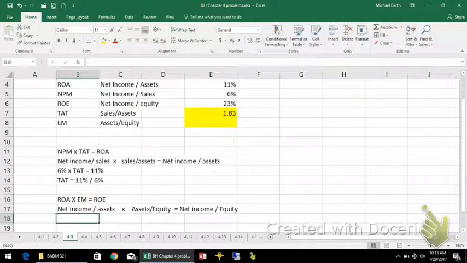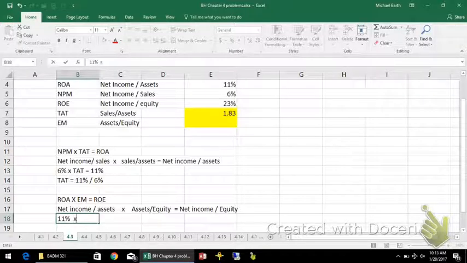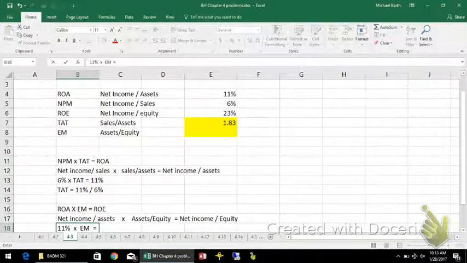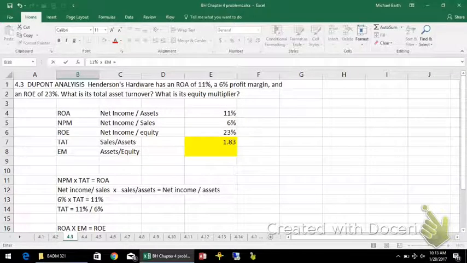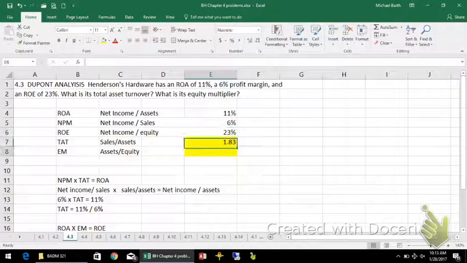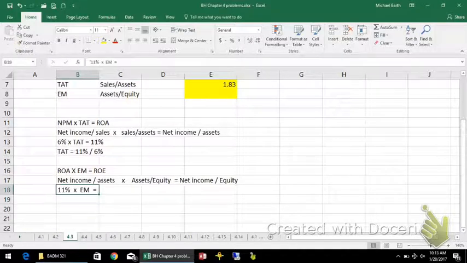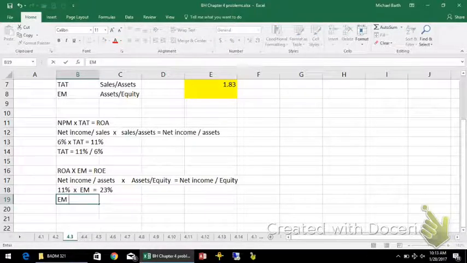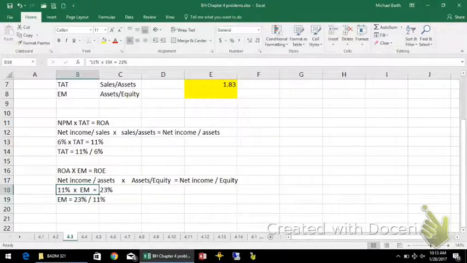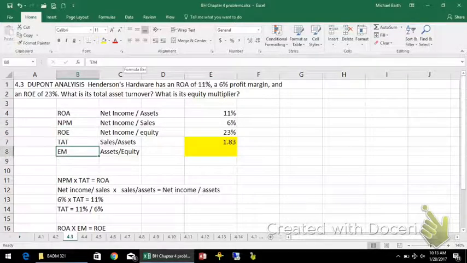Alright, so we're given the ROA in the problem of 11% multiplied by the equity multiplier gives me the ROE, which you are also given in the problem at 23%. So the equity multiplier would be equal to 23% divided by 11% in this particular problem.